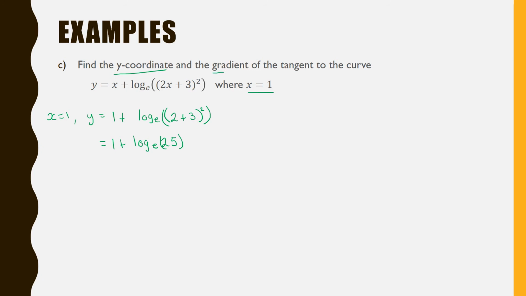To find the gradient of the tangent at that point, remember when we're talking about the gradient, that means we're talking about finding the derivative, of course. You need to get used to thinking derivative in your head when you read the word gradient. So our original function was given like so: log base e of 2x plus 3, and that function is squared.